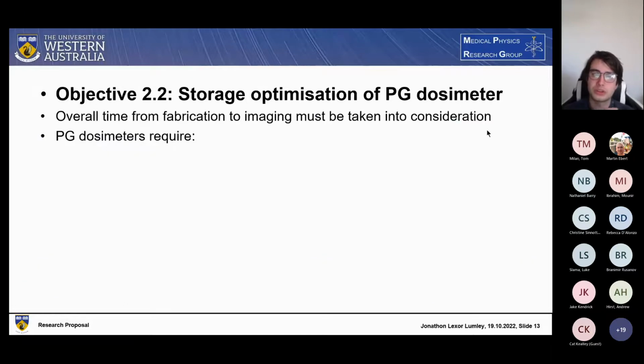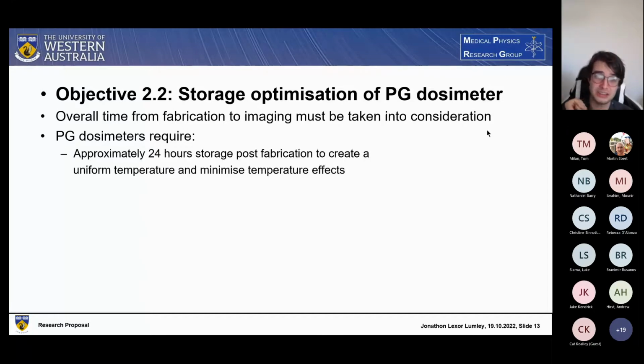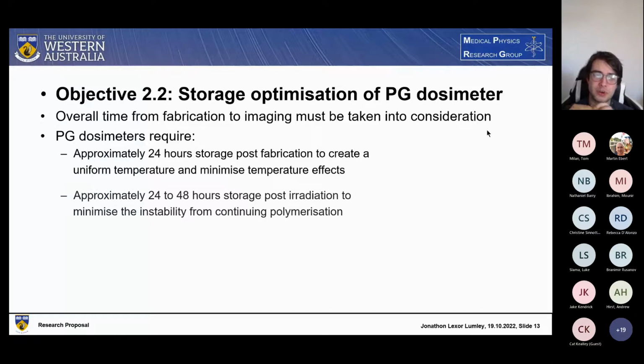So after that, we want to do storage optimization, because unfortunately, these polymer gels do take quite a long time to store. And if we want to implement them in a clinical setting, we must take this into consideration. So the gels typically require about 24 hours post-fabrication of storage. This creates a uniform temperature and minimizes the temperature effects. And then it also requires approximately 24 to 48 hours post-irradiation to minimize the instability from continuing polymerization.